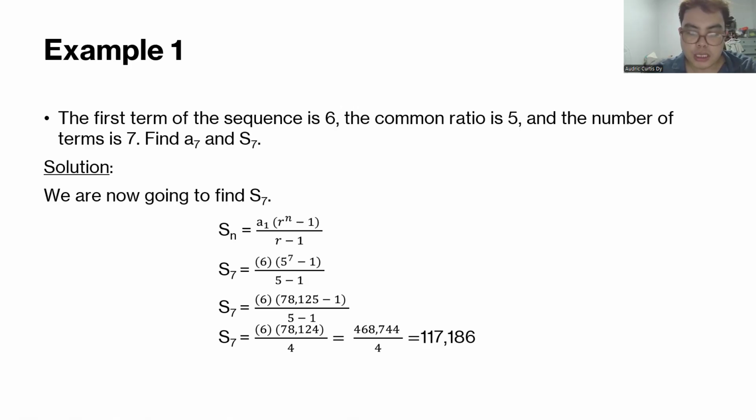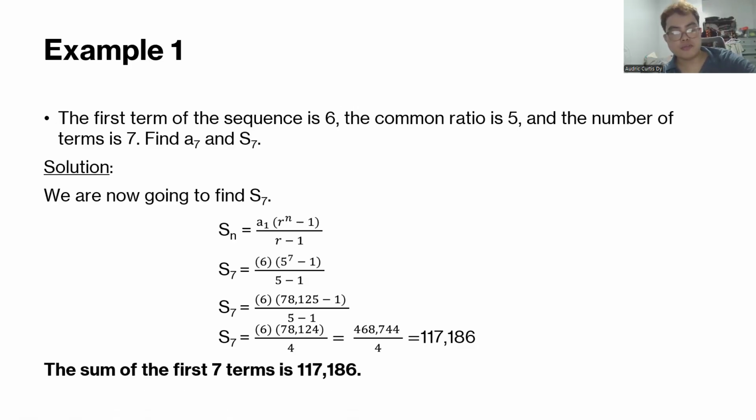So 5 raised to the power of 7 is 78,125. Then we're going to subtract 1, which is 78,124. Then we're going to multiply with the first term of 6. Then the product is 468,744. Then we're going to divide it by 4. Why 4? Because r minus 1, where the common ratio is 5. So 5 minus 1, that's why it becomes 4. So 468,744 divided by 4 is 117,186. So the sum of the first 7 terms is 117,186.